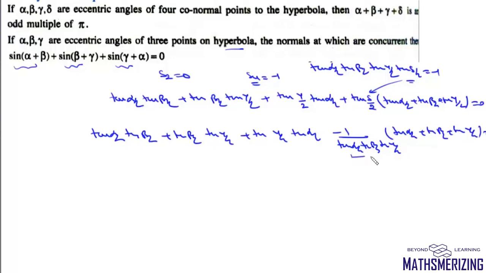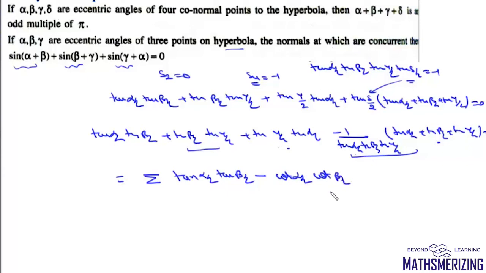Now if we look at this first expression, tan alpha by 2 will cancel, we'll get cot beta by 2 and cot gamma by 2, and we already have tan beta by 2, tan gamma by 2. In the same way, for the second one we'll get cot alpha by 2 and cot gamma by 2, and we already have tan gamma by 2 and tan alpha by 2, and finally we have cot alpha by 2 and cot beta by 2. We also have tan alpha by 2 and tan beta by 2. So we can write this as cyclic summation of tan alpha by 2, tan beta by 2 minus cot alpha by 2 into cot beta by 2.